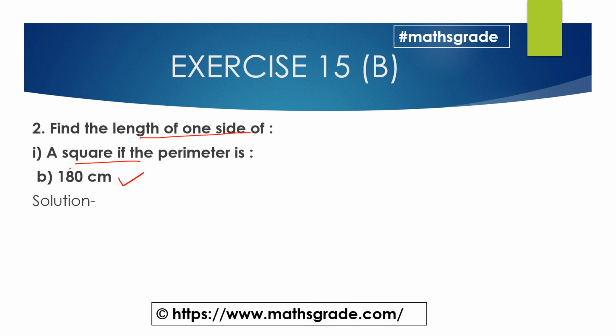Find the length of one side of the square if the perimeter is 180 centimeter. It is given that the perimeter is 180 centimeter, and we have to find out the length of one side.